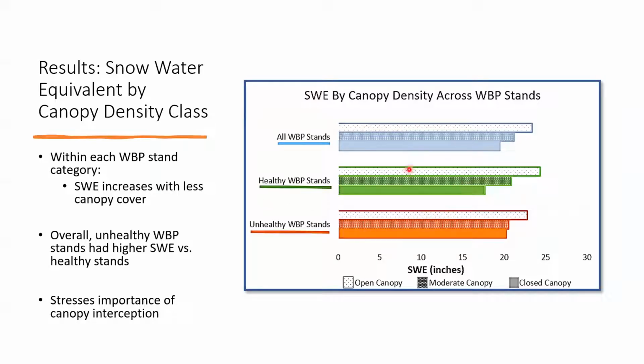So when first looking within each whitebark pine stand category, you'll notice that SWE, or snow water equivalent, generally increases with less canopy cover. You can see this here with this healthy whitebark pine stand category where this dark bar represents the closed stand, this middle bar represents moderate, and then this top bar represents an open stand, and SWE increasing going from closed to open.